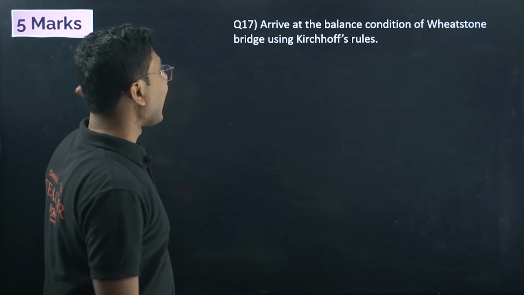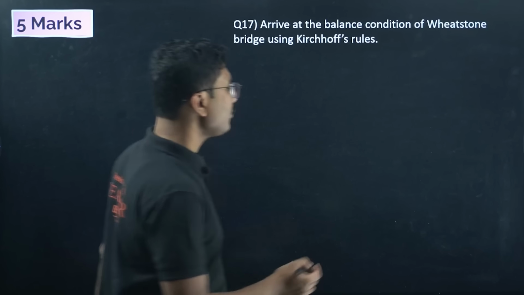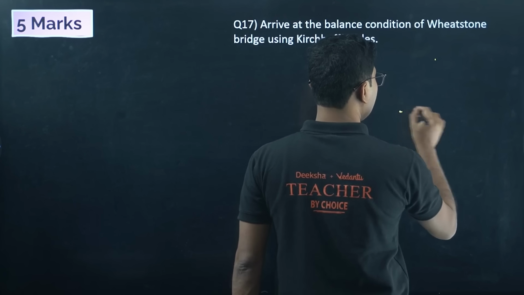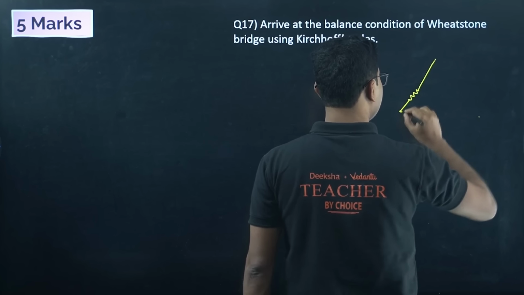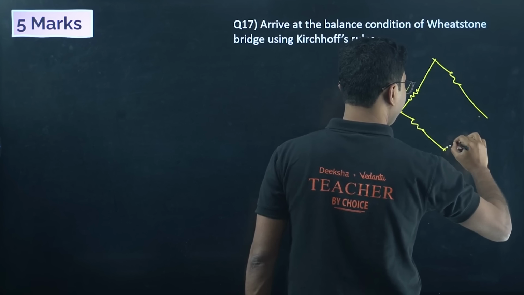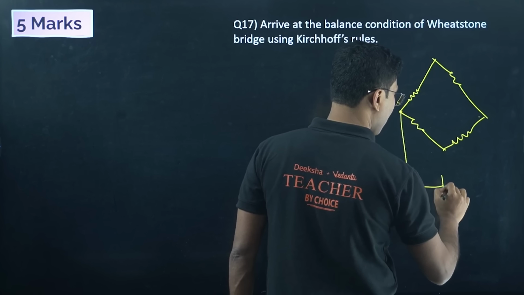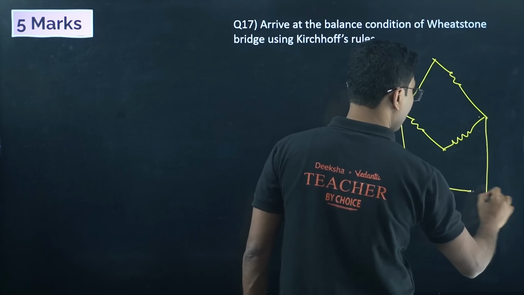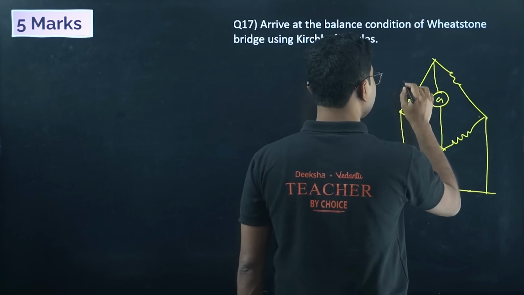Now next, arrive at the balanced condition of the Wheatstone bridge using Kirchhoff's rules. So here we have the Wheatstone bridge. Again, I am going to do the shortcut method for this as well. First you have to draw the diagram. The diagram is compulsory. Without the diagram you will not get any marks, and when you are drawing the diagram you have to show the battery as well. Do not just show the 4 resistors without the battery. This does not make any sense.